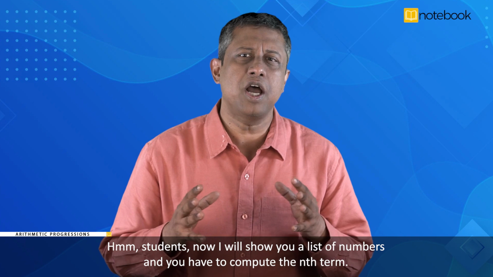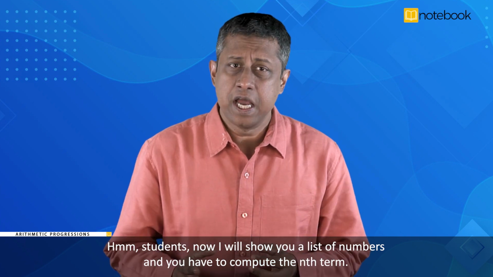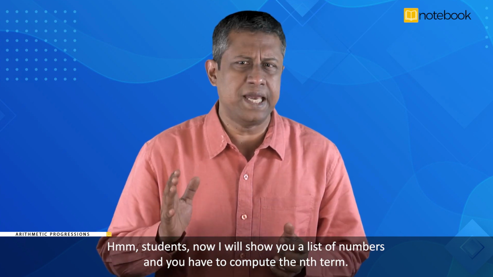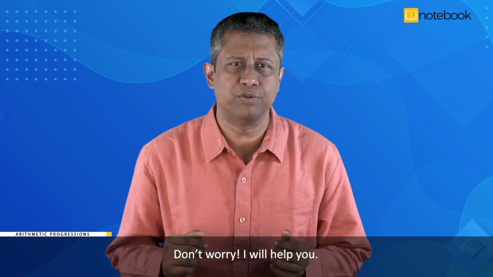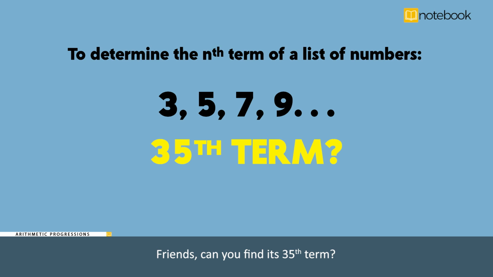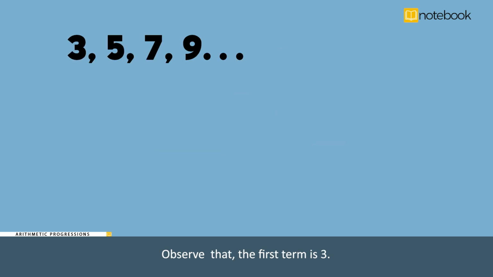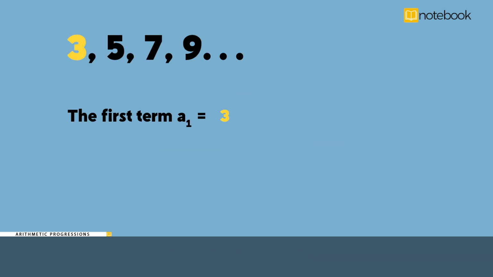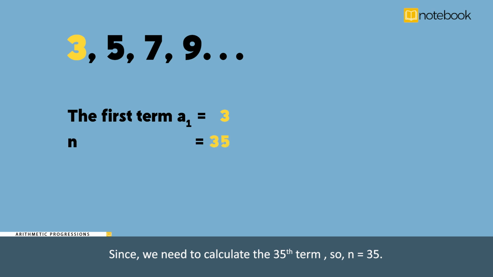Students, now I will show you a list of numbers and you have to compute the nth term. Don't worry, I'll help you. Take a look at this list of numbers 3, 5, 7, 9. Friends, can you find its 35th term? Observe that the first term is 3, so a1 is equal to 3. Since we need to calculate the 35th term, n is equal to 35.